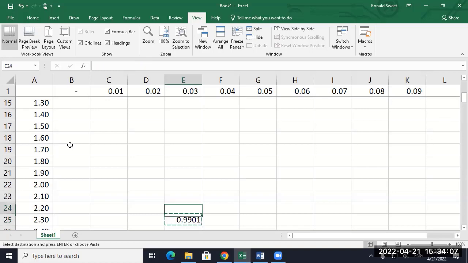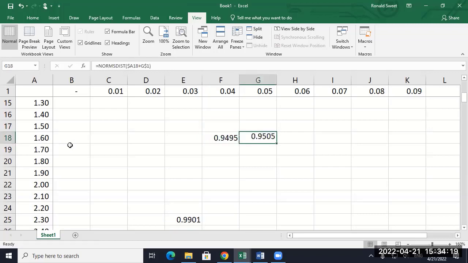What if I go to 1.64? Now this time you've got to get it. What's going to happen when I hit enter here? 0.9 what? 0.95 or close. All right, that's why I say it's between 1.64 and 1.65.